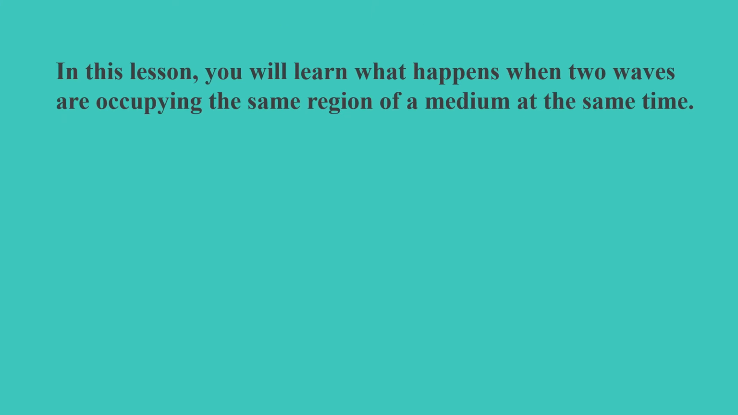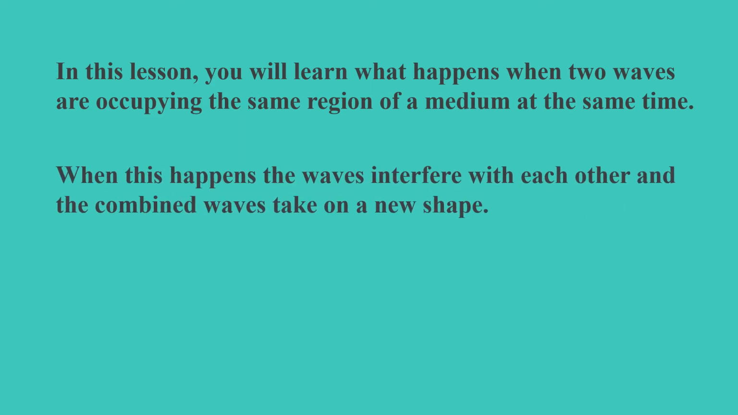In this lesson, you will learn what happens when two waves are occupying the same region of a medium at the same time. When this happens, the waves interfere with each other and the combined waves take on a new shape. You will learn how to determine that shape.